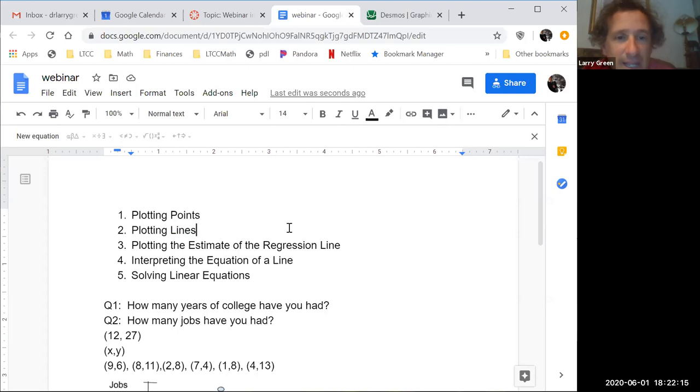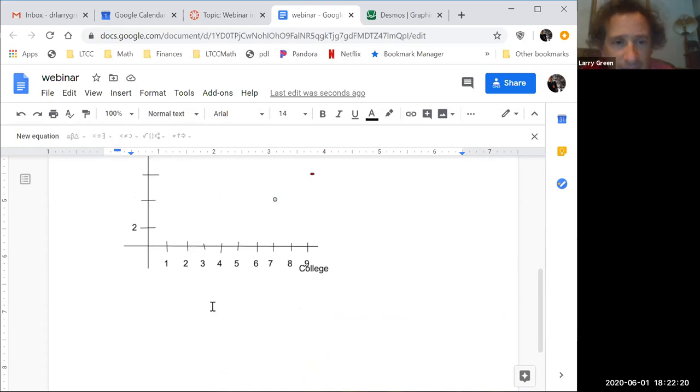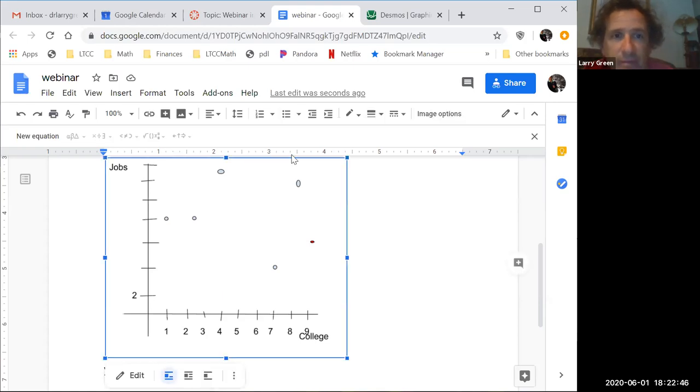So to plot lines, let's suppose we have the line y is equal to, how about 2x plus 1. I'm going to plot that line. And let's even plot it on the same plane so I don't have to redraw the whole thing. So y equals 2x plus 1 I want to plot.